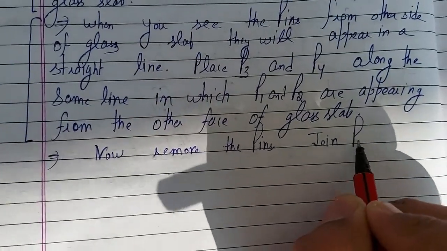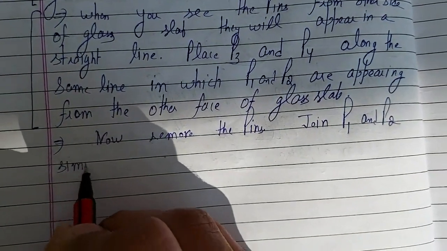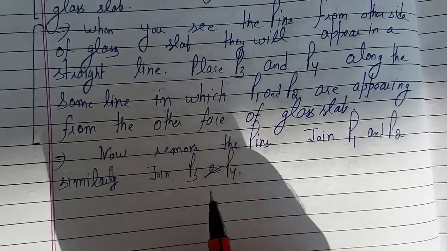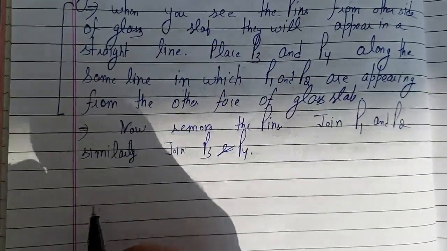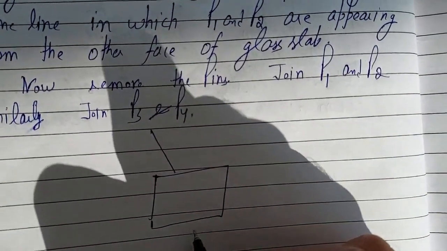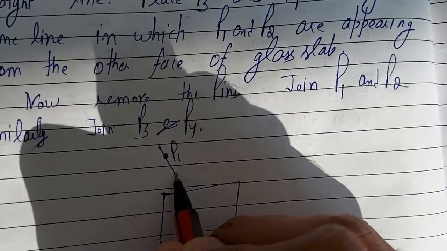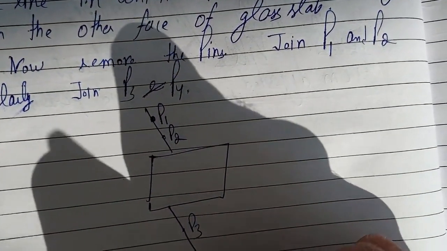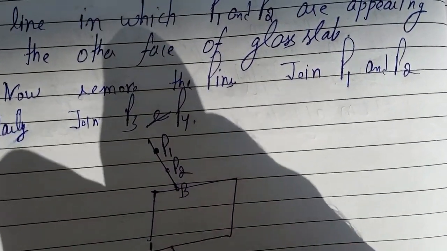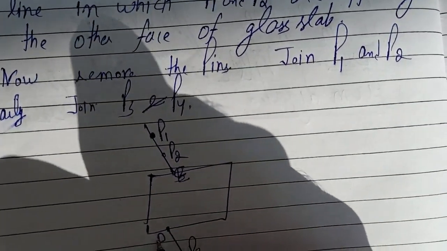Join P1 and P2. Similarly, join P3 and P4. Next, you will get it like this now. This is the point. P1 here, P2 here. P3 here, P4 here. The line joining P1 and P2 intersects the face at E, and the line joining P3 and P4 intersects the face at F.